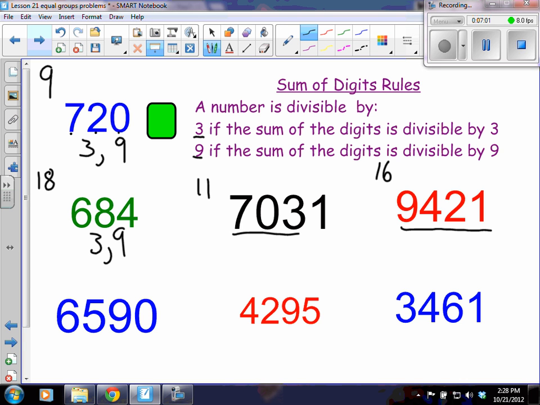So once again, take a minute, pause the video, and go ahead and try the sample problems on the bottom to see if 3 or 9 go into it.